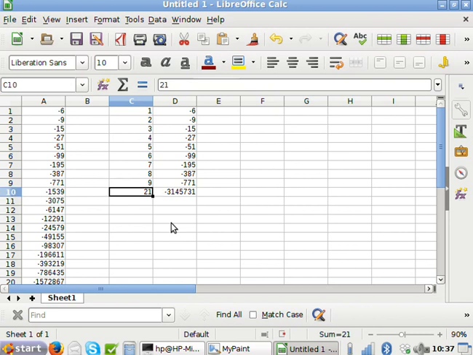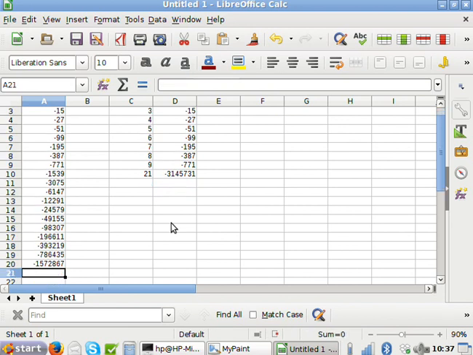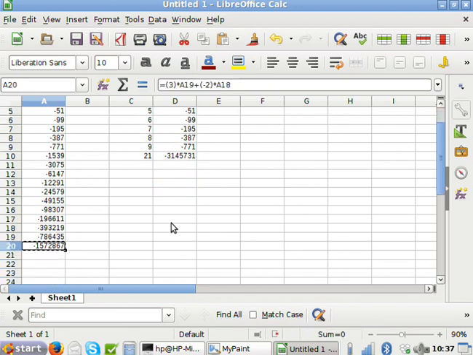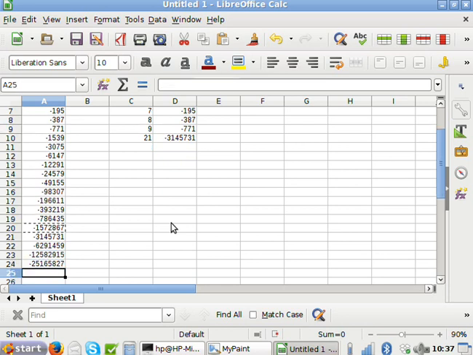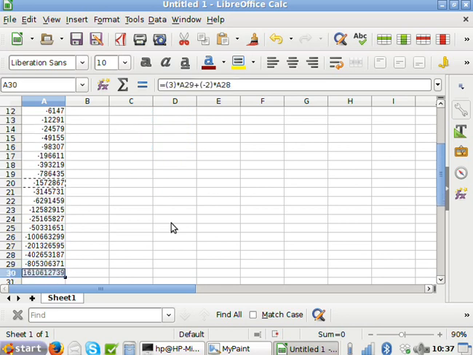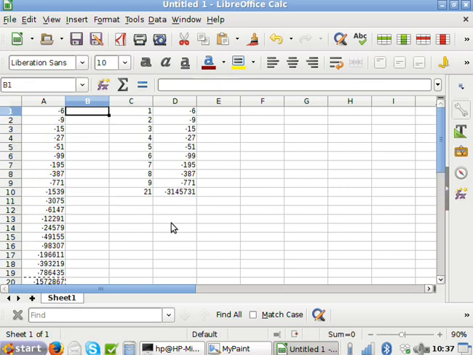I wrote something down wrong. Is it minus 6 and minus 9 the first two terms? Yes. Something wrote down wrong there.